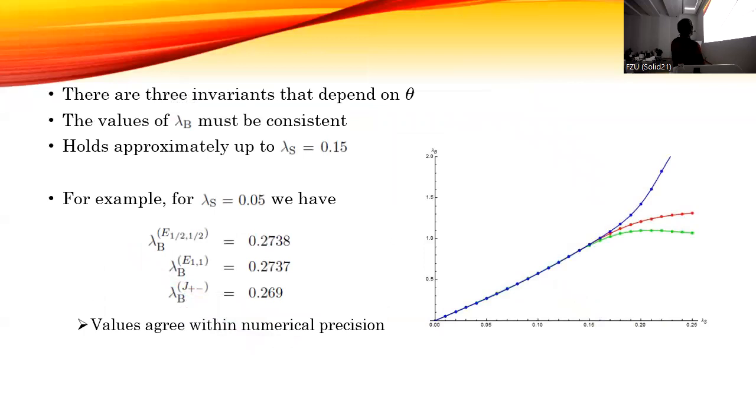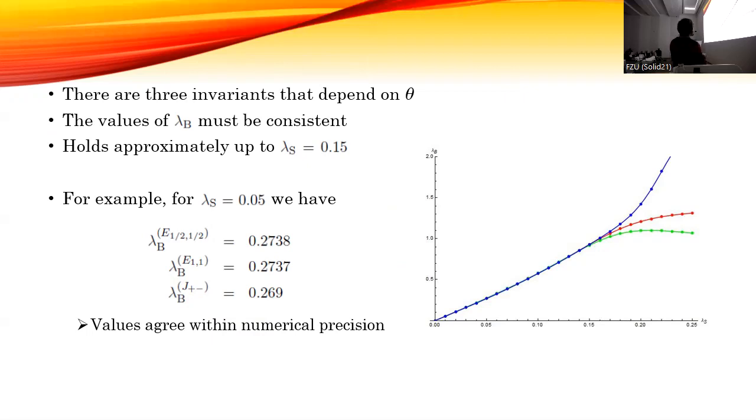In this model, we have three invariants which depend on the angle, and therefore we get three values of the marginal parameter from the three invariants. Here I have an example for this value of lambda, and these are the three values of lambda b which I get from the three invariants. You can see that they agree quite well. In this case, there is just a difference in the last digit. This one is less precise, but that's expected because it oscillates quite a lot.